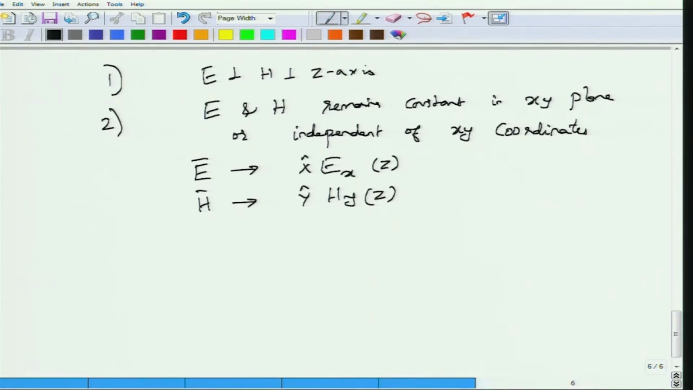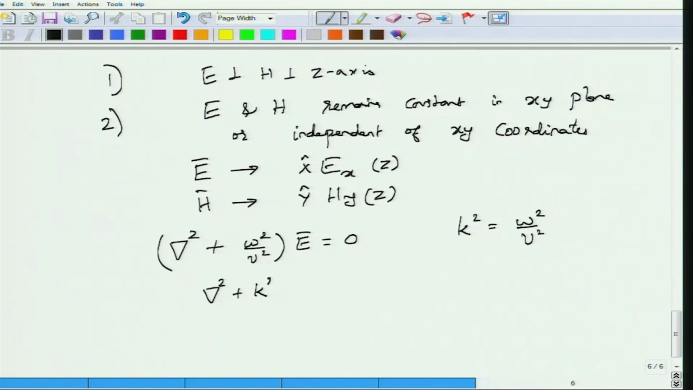To do that, let us recall the Helmholtz equation, that is del square plus omega square by v square, into E, equals 0. Instead of writing omega square by v square every time, let me introduce a constant k such that k square is equal to omega square by v square, so that this equation becomes del square plus k square, into E, equals 0.